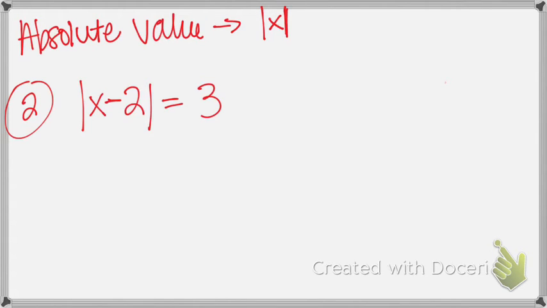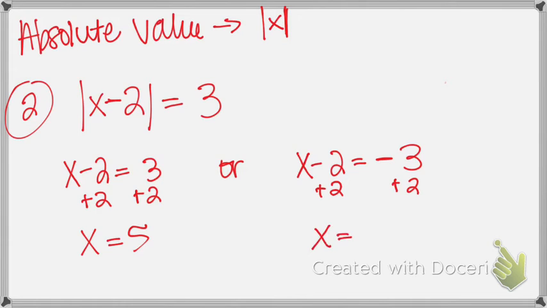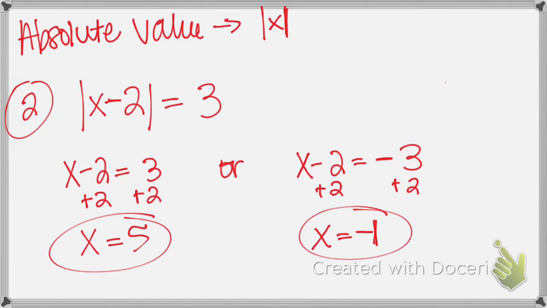So to get rid of the bars, we're going to say x minus 2 equals 3, or x minus 2 equals negative 3. We're going to add 2 to both sides. And we have 2 possible solutions. X equals 5 or x equals negative 1.